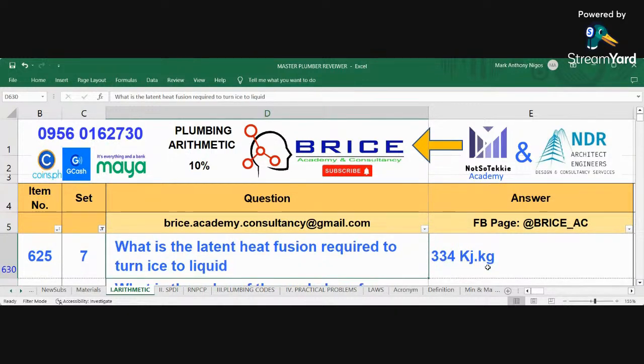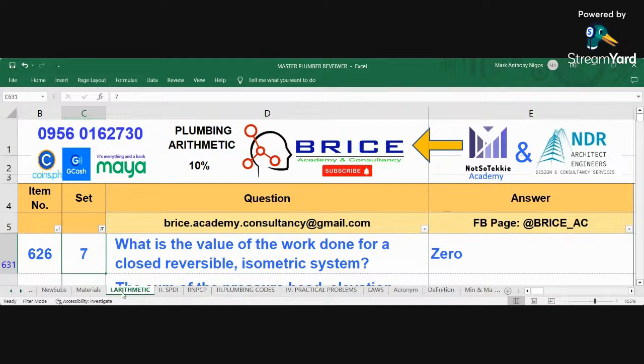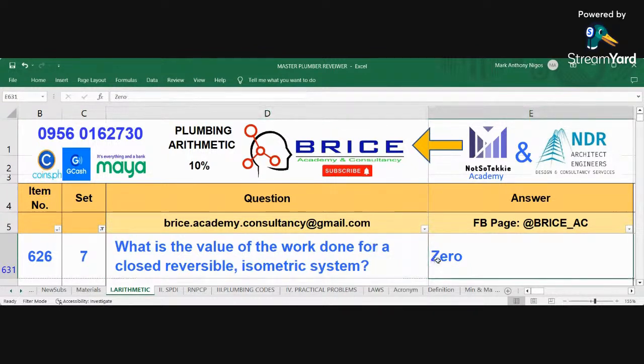625. What is the latent heat of fusion required to turn ice to liquid? The answer is 334 kilojoules per kilogram. 626. What's the value of the work done for a closed reversible isometric system? The answer is 0.